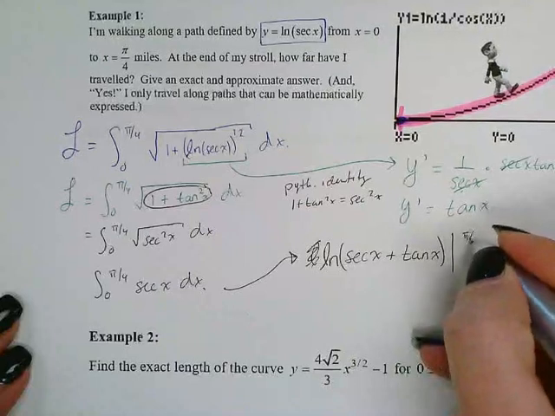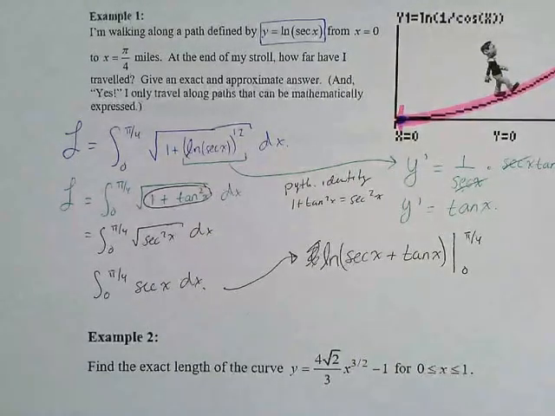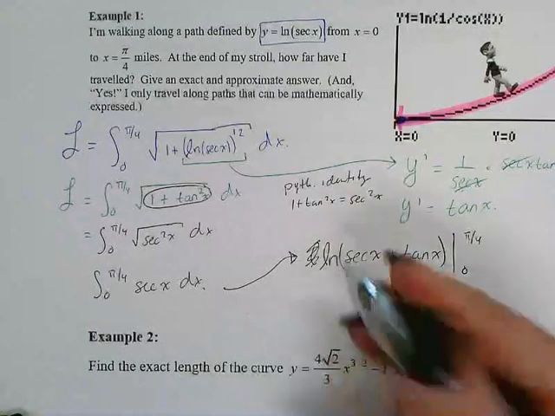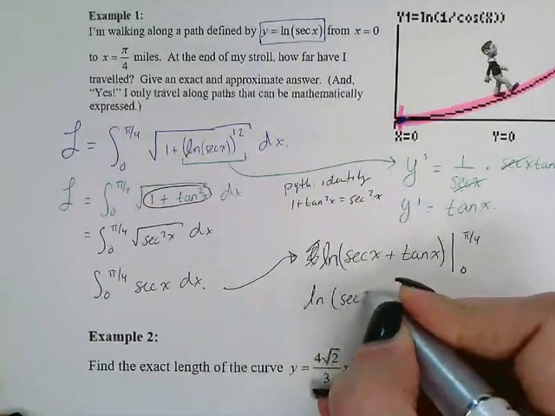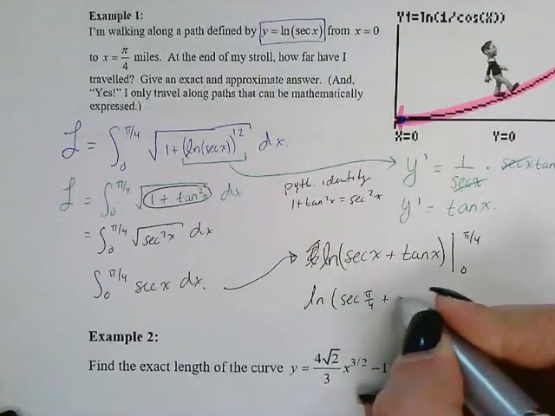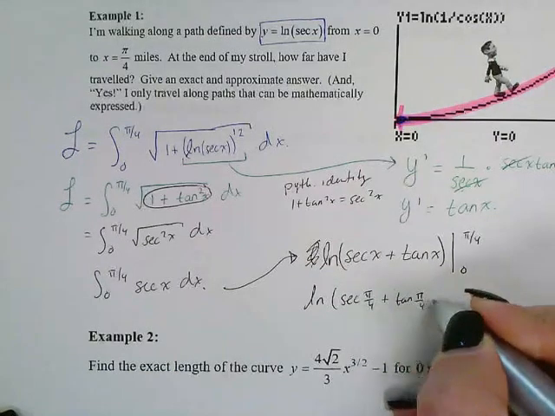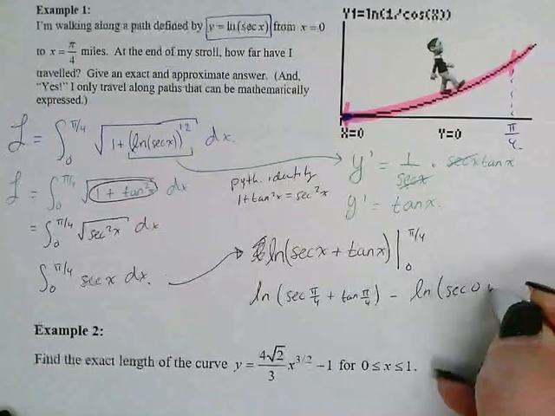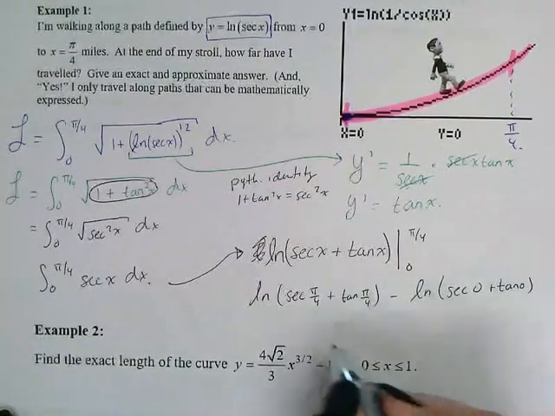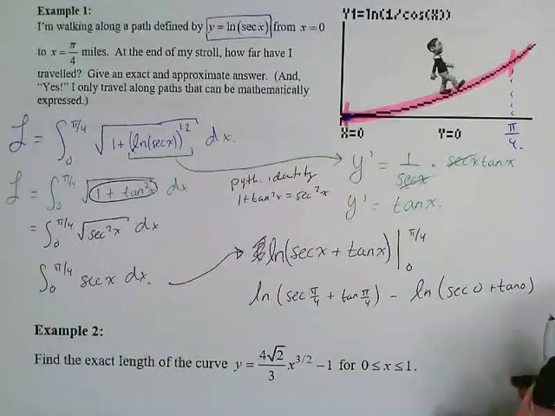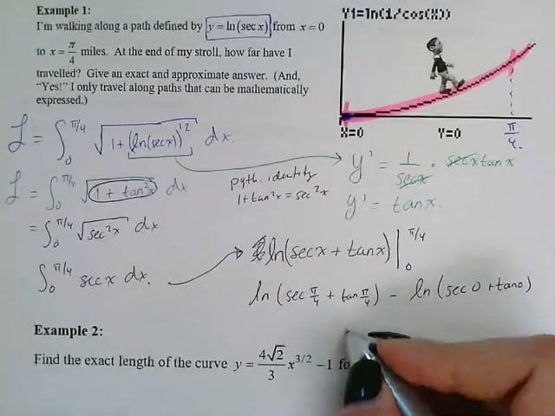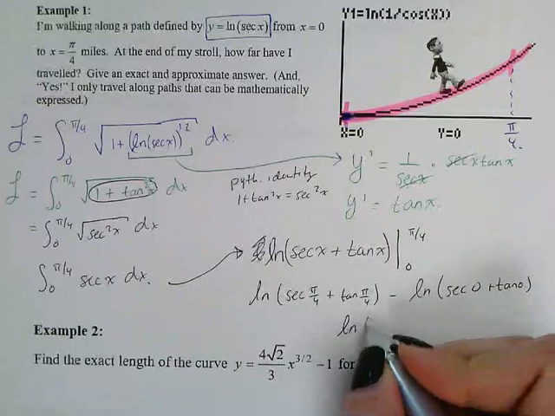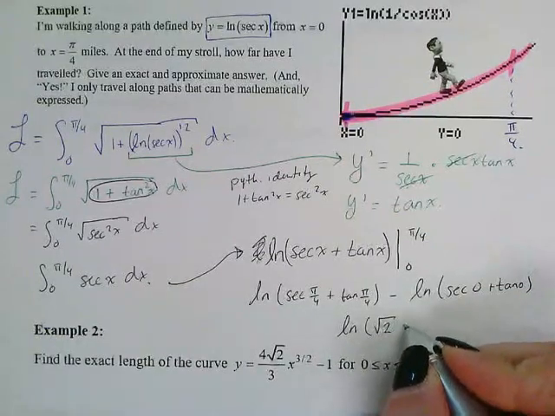And then you go from pi over 4 to 0. You can stop the video here and work this out on your own, plugging in ln of secant pi over 4 plus tan pi over 4 minus ln secant of 0 plus tan of 0. Do the math, and without a calculator, you end up with ln of square root of 2 plus 1.